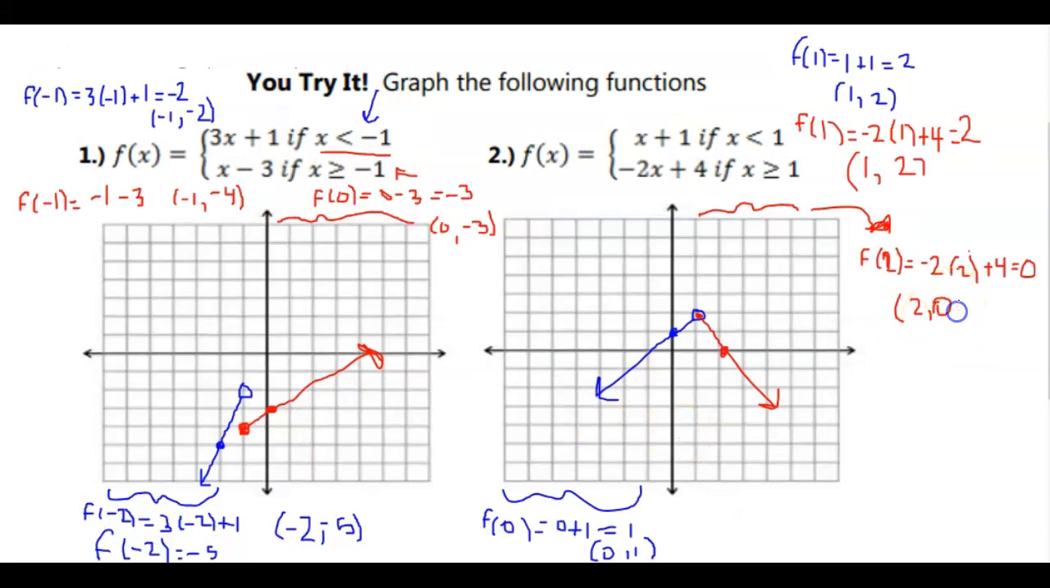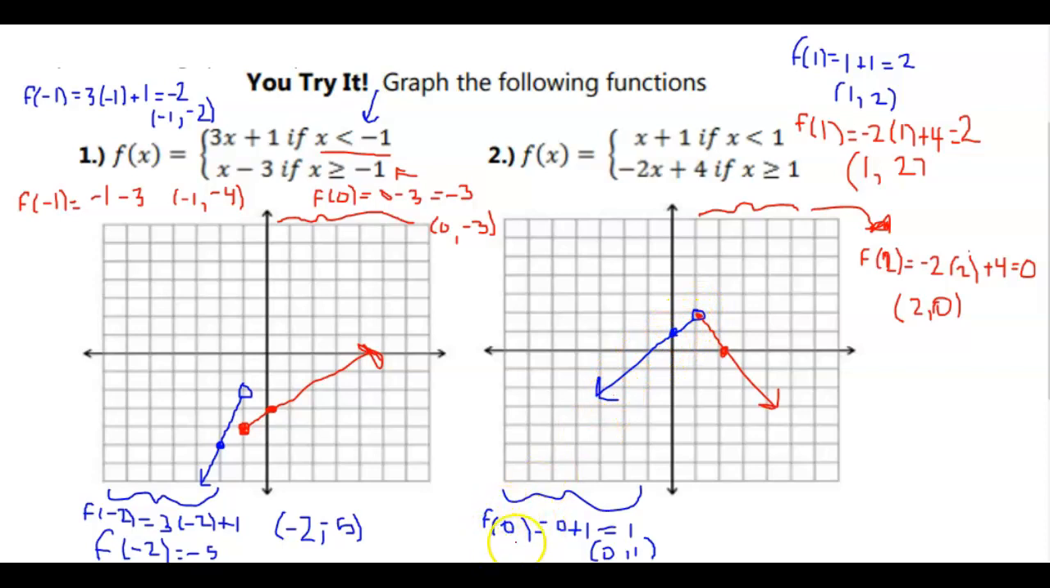All right, let me know how you did. Your boundary points for this one were both at 1, 2. So you had an open circle at the top part of the function, but a closed circle at the bottom part of the function when x is greater than or equal to. So that one should be closed, and you should have an upside down v.